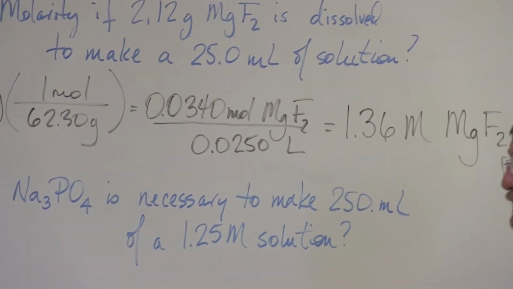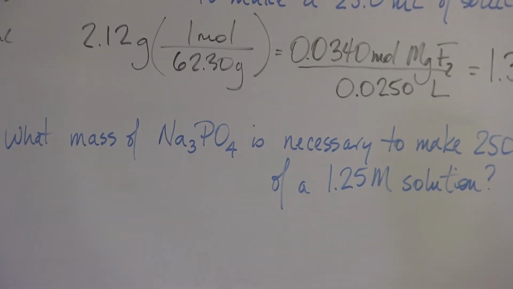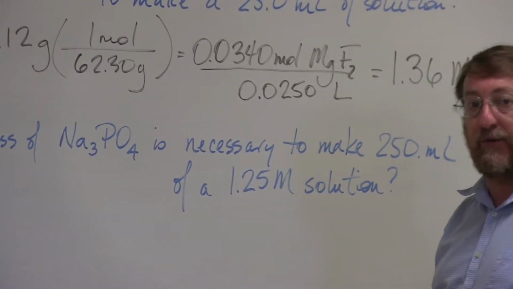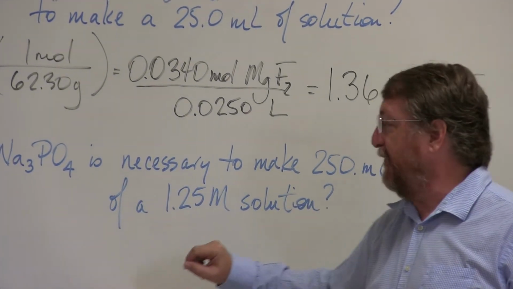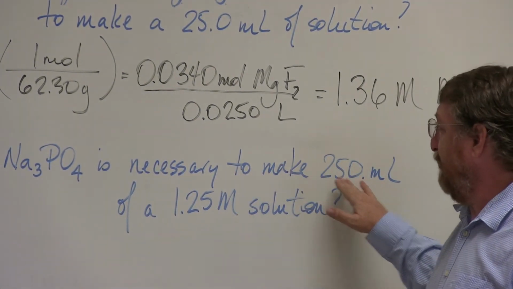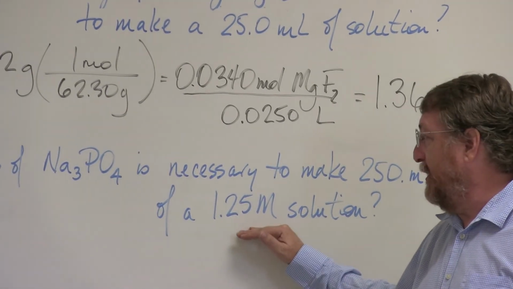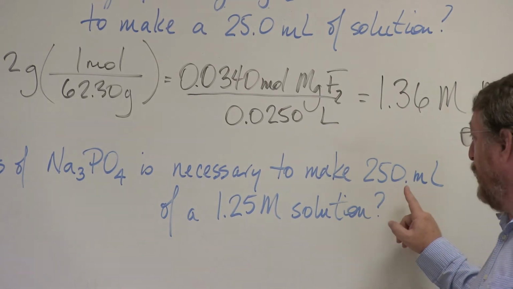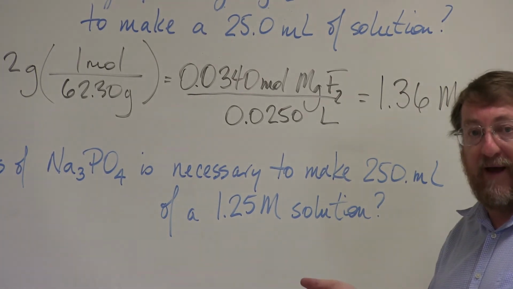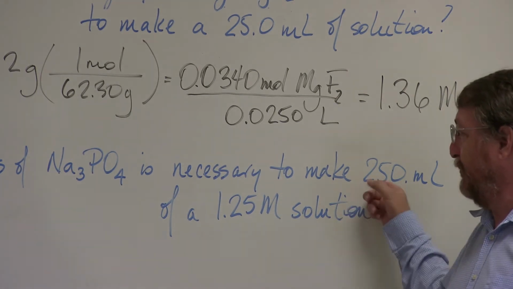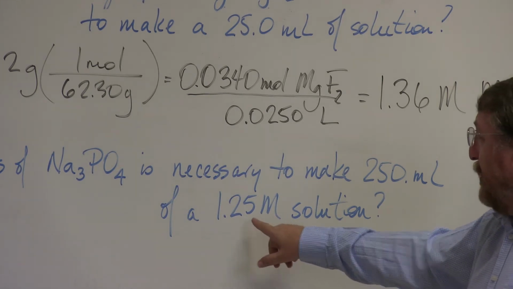Now I want to take molarity and determine the mass I would have to use to make the solution. This is very common in the lab, especially when you're preparing solutions. We say, okay, we want to know the mass of sodium phosphate that's necessary to make 250 milliliters of a 1.25 molar solution. So we know we need 1.25 molar, and we know we need 250 milliliters of it. So we want to know how much we need to weigh out. We'll weigh that out, put it in, and bring it to 250 milliliters. Okay? Well, let's figure it out.